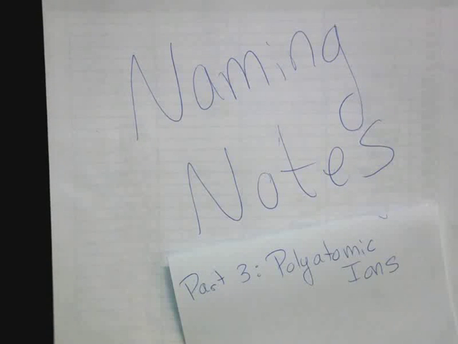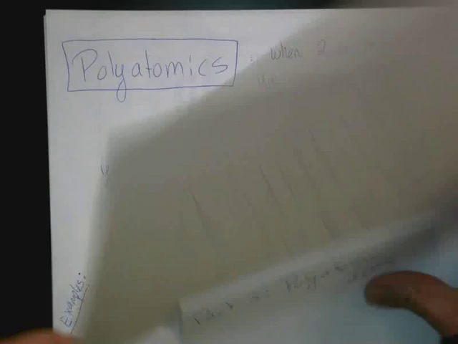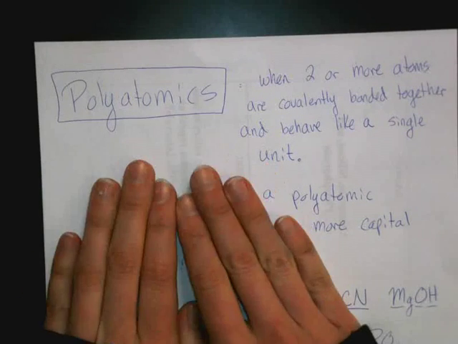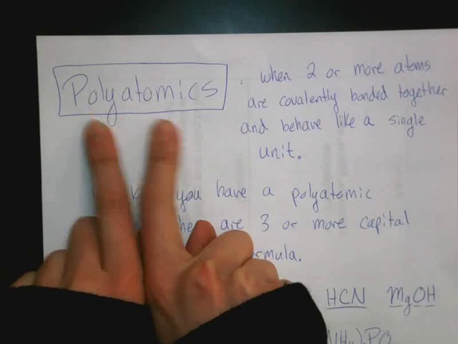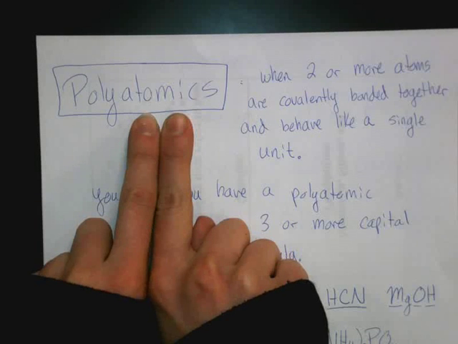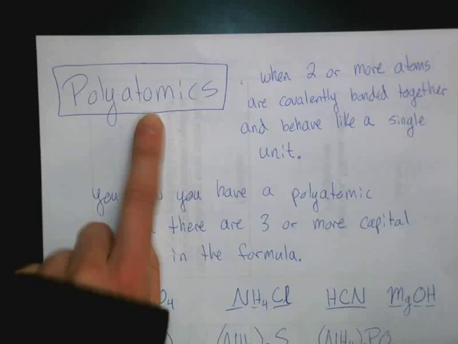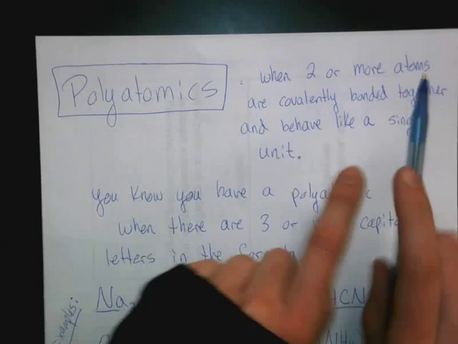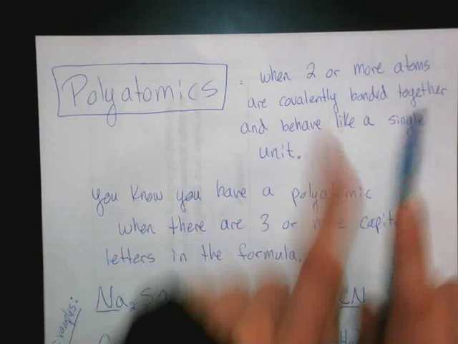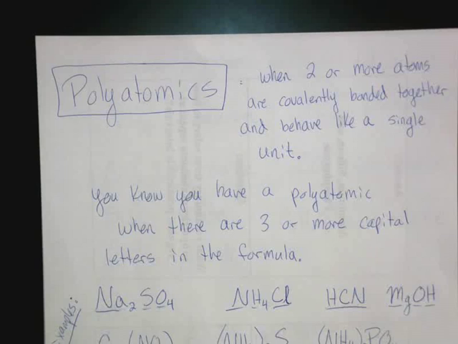This next video is on polyatomic ions. Now, polyatomic, poly means many, atomic is referring to atoms, so this is saying we have many atoms. A technical definition is when two or more atoms are covalently bonded together and behave like a single unit.